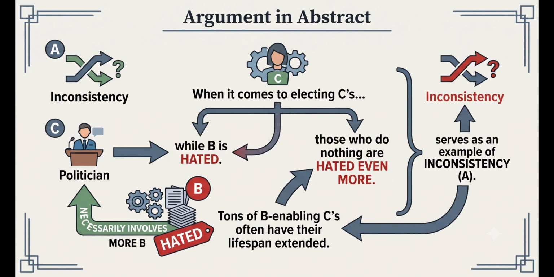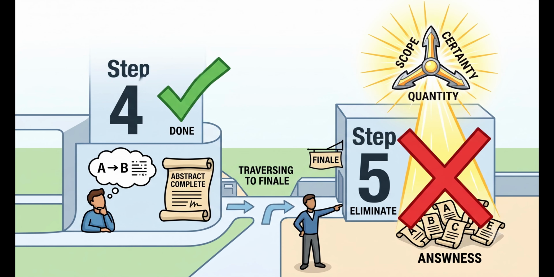Here, we can think that A equals inconsistency, B equals government intervention, C equals politician. We know A because while B is hated, those who do nothing are hated even more, but being C necessarily involves more B. So, when it comes to electing Cs, ironically, tons of B-enabling Cs often have their lifespan extended, which, according to the argument, serves as an example of variable A. Alright, we are now done with step 4: describe the argument in the abstract.